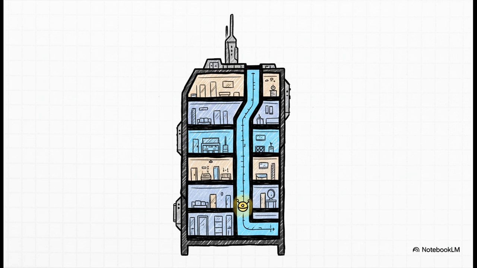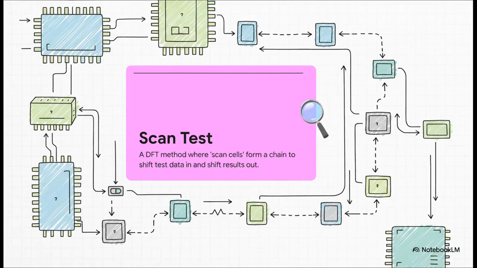The idea is, since you can't test it from the outside, you build the testing equipment into the design itself. It's a whole philosophy called Design for Testability, or DFT. It's like building secret inspection tunnels and sensors into every single building while you're constructing the city. And one of the coolest, most powerful DFT techniques is called the scan test.